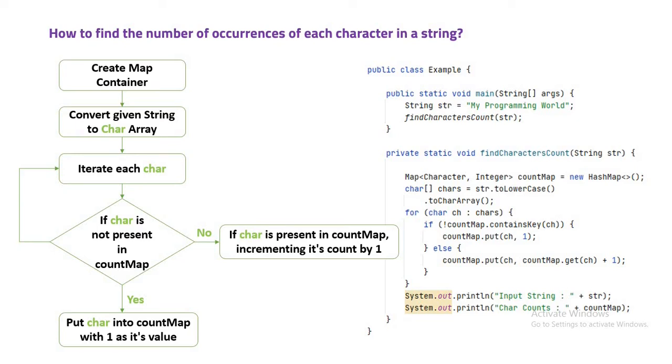In that case, we'll put the character with value 1. Otherwise, if it is already present, then it will go in the else part. Here we are retrieving the value of that particular character and incrementing it by 1. The same way, the loop will be performed for each and every character. After the iteration, you can see each character and its count.